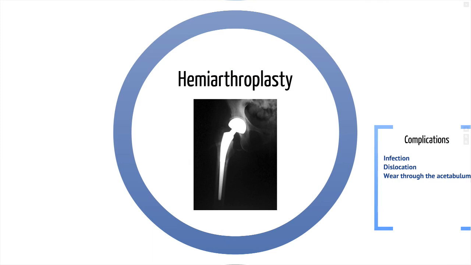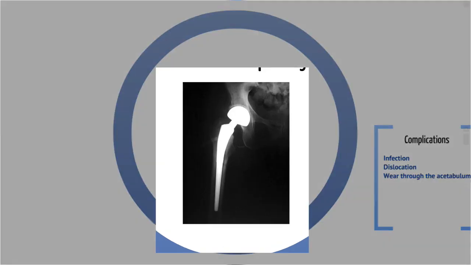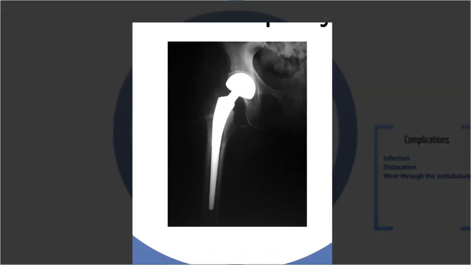So, let's first look at a hemiarthroplasty. You should be able to recognise one of these on an X-ray. As you can see here, we've got a large prosthetic femoral head that's sitting in the native acetabulum. Beneath that, we have what is termed a femoral stem that is fixed into the femur with surrounding cement.